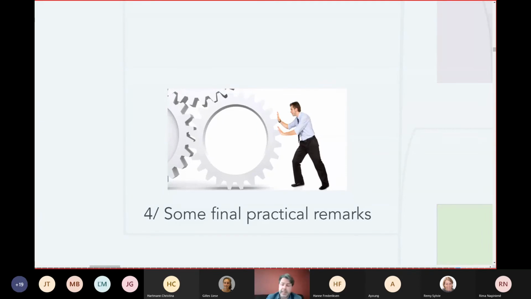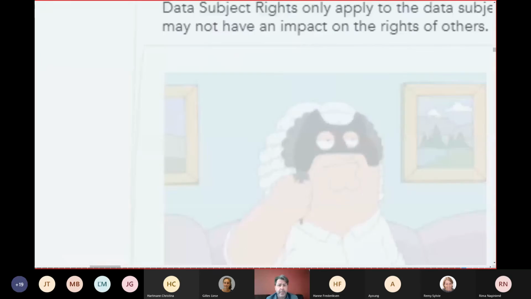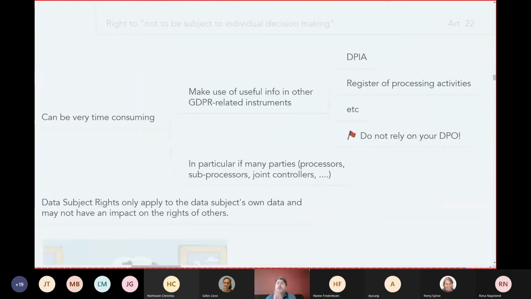Finally, some practical remarks. I have now summarized all the data subject rights, and I think I have emphasized which of those are relevant for research and or in the public interest. But some practical remarks. First of all, I already said it, it can be very time consuming. And although you have 1 month, it is a very short time.